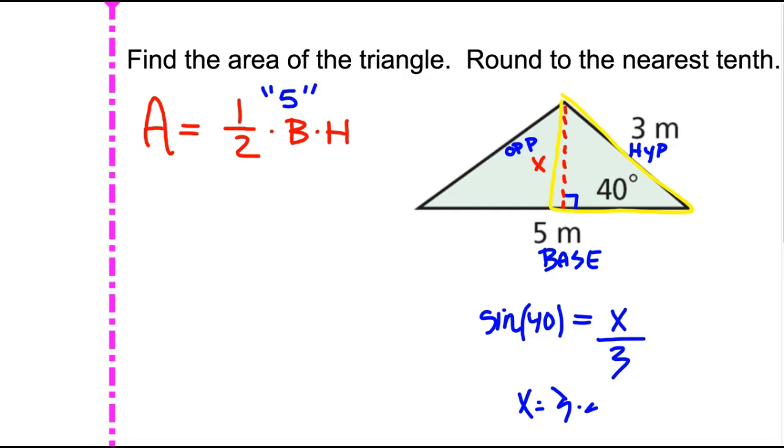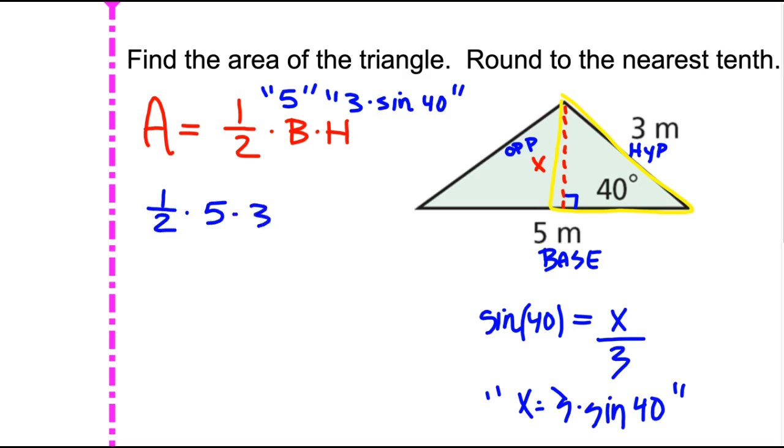3 sine 40. All right, and so that's how we get the height, using a sine ratio. In this case, the height is 3 times the sine of 40. I didn't have a right triangle, but I created and calculated the height using SOHCAHTOA. So now the area is going to be 1/2 times the base, which is 5, times 3 times the sine of 40 degrees.